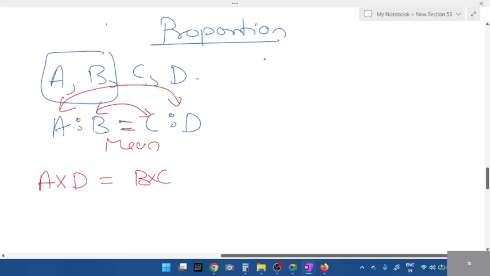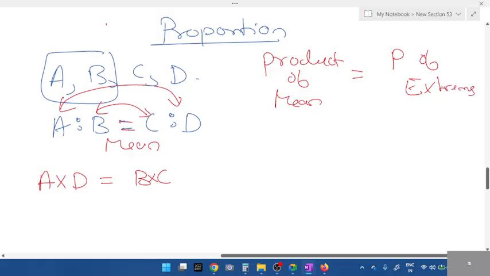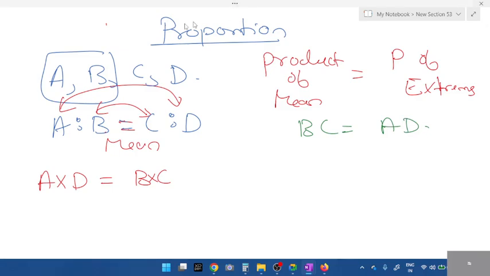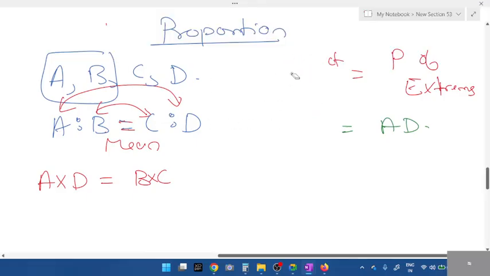We are multiplying it, so we call it product. The formula for proportion is product of means is equal to product of extremes. You can say product of extremes is equal to product of means. Anything is fine. Therefore, BC is equal to AD, students. Multiply the first and the last, then the middle two. Okay, product of means is equal to product of extremes.